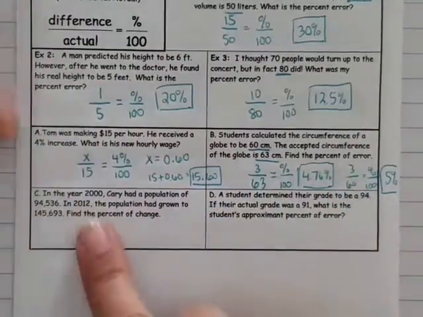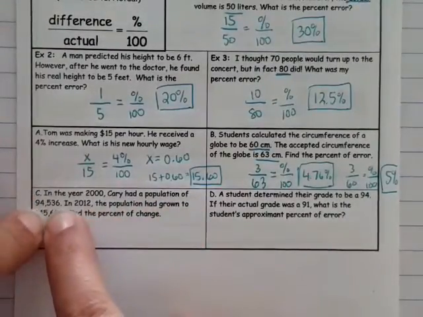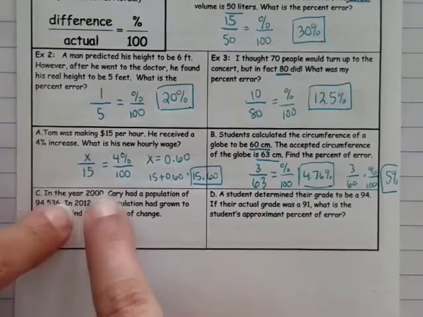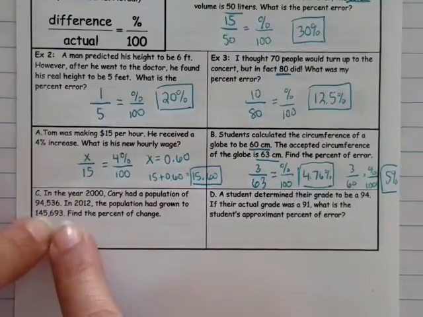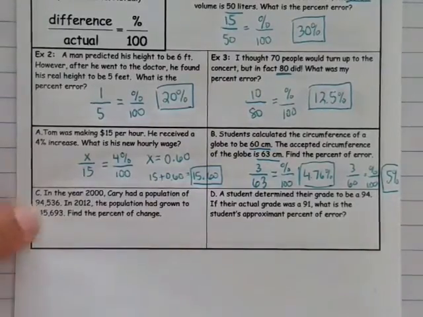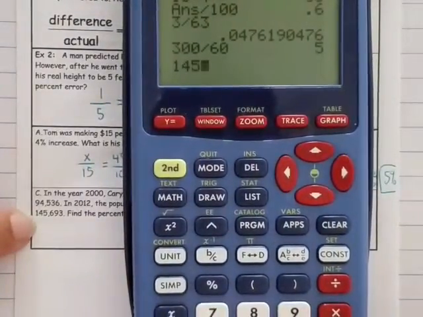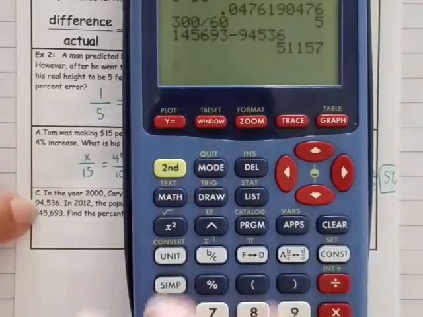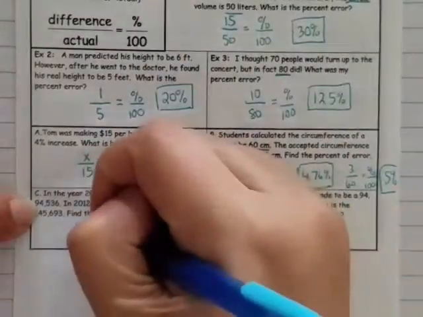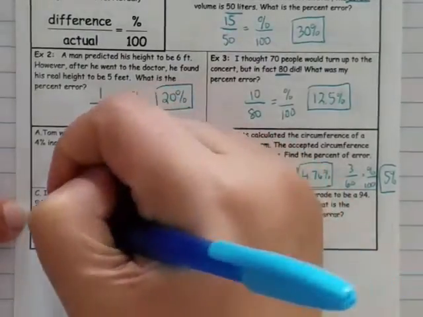The next one, in the year 2000, Cary had a population of 94,536 people. In 2012, so 12 years later, the population has grown to 145,693 people. So find the percent of change. So we have to find the difference here. So we're going to take 145,693. We're going to subtract 94,536. So we get a difference of 51,157.